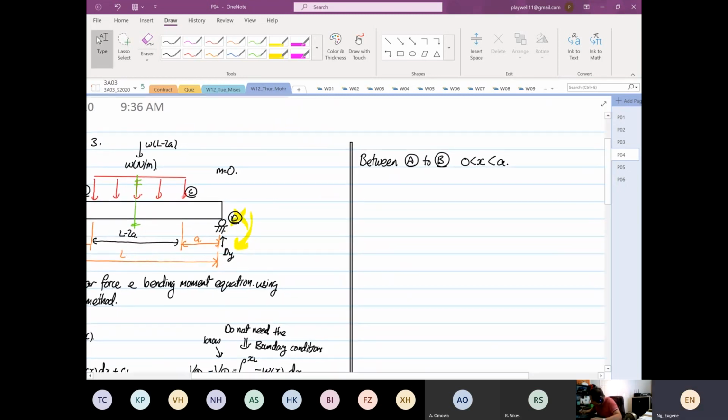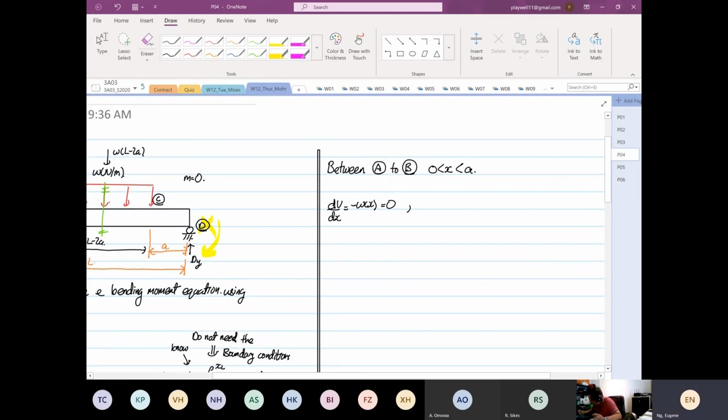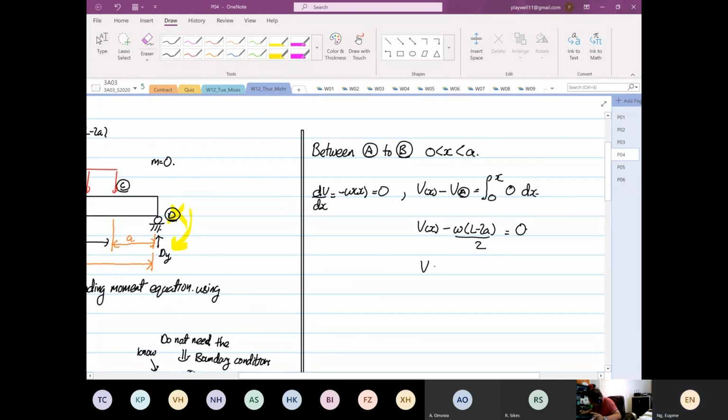So what we still know is dV/dx is equal to minus omega as a function of x. There is no distributed load, so this is still equal to 0. So V as a function of x minus V at point A is equal to the integral from 0 to x of 0 dx. You know VA is omega (L minus 2a) divided by 2, and this will be equal to 0. So now we have V as a function of x equal to omega (L minus 2a) divided by 2.